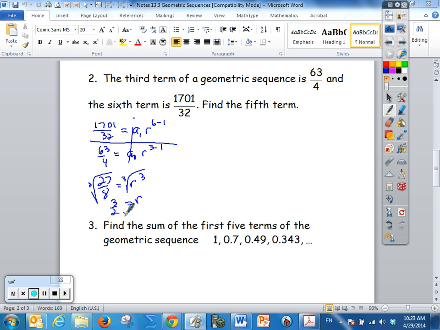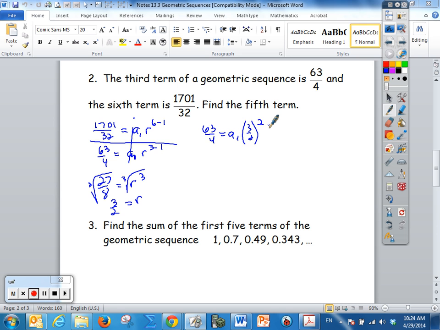So that's my r value. A little bit more complicated than yesterday, but not too bad. We just put one equation over the other and divide them. It's pretty quick. In this kind of situation, the a's will go away. So we have the r. Now we just need to find our first term. So, sub back into one of them, whichever one you like. I kind of like smaller numbers better, so I would probably pick this one. So 63/4 equals a sub 1. My r is 3/2, and this was to the 2nd.